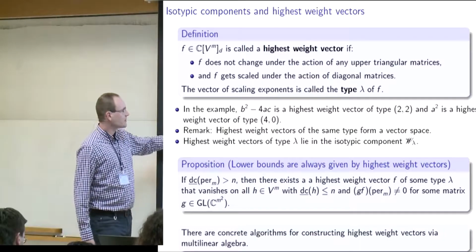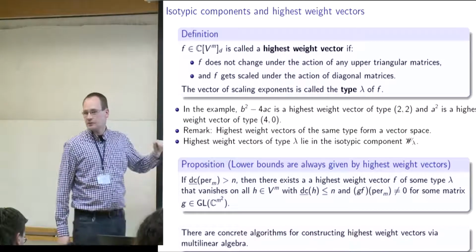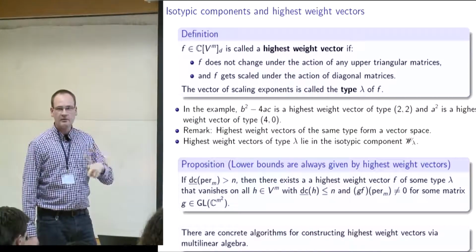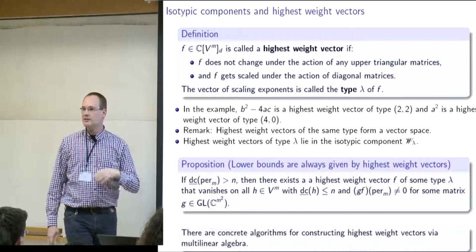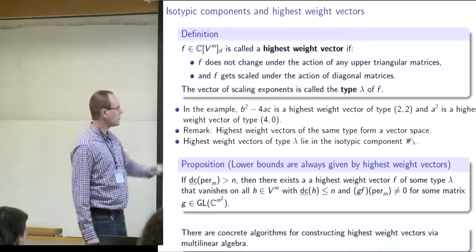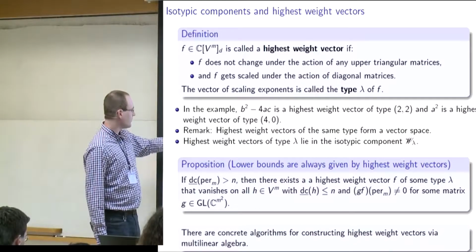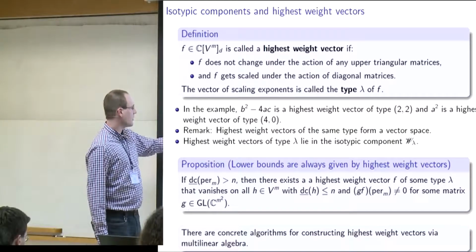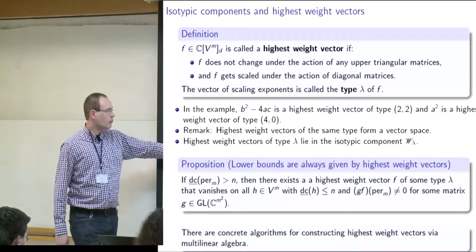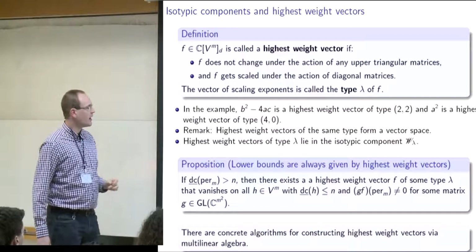Sometimes I call this the highest weight vector space of a certain type, right? And it will be very important because in this vector space you have to search for the separating polynomials. These are the only vector spaces you have to search for separating polynomials. You don't have to search in any other vector spaces. Those highest weight vector spaces lie in isotypic components. And now lower bounds are always given by highest weight vectors.